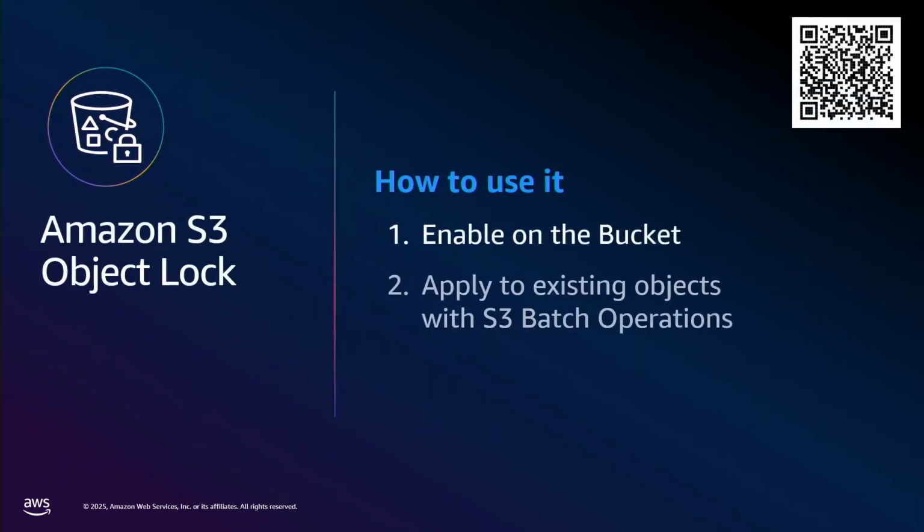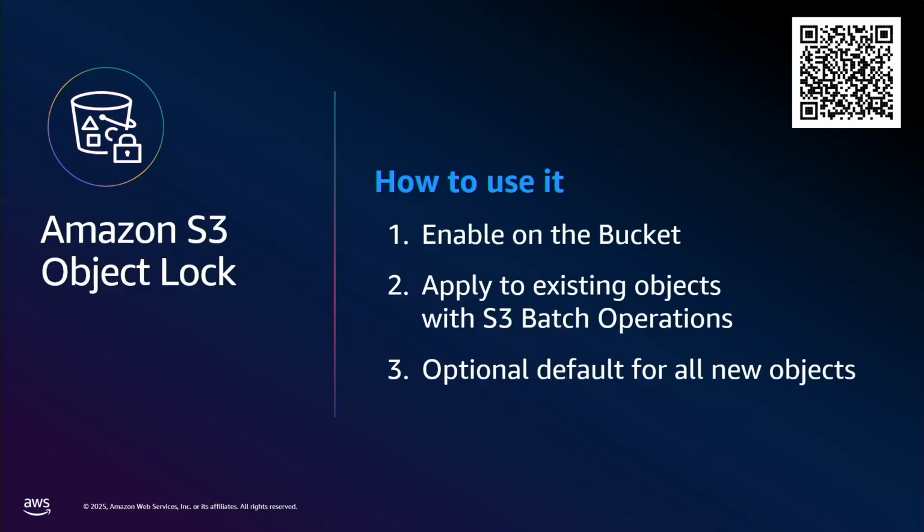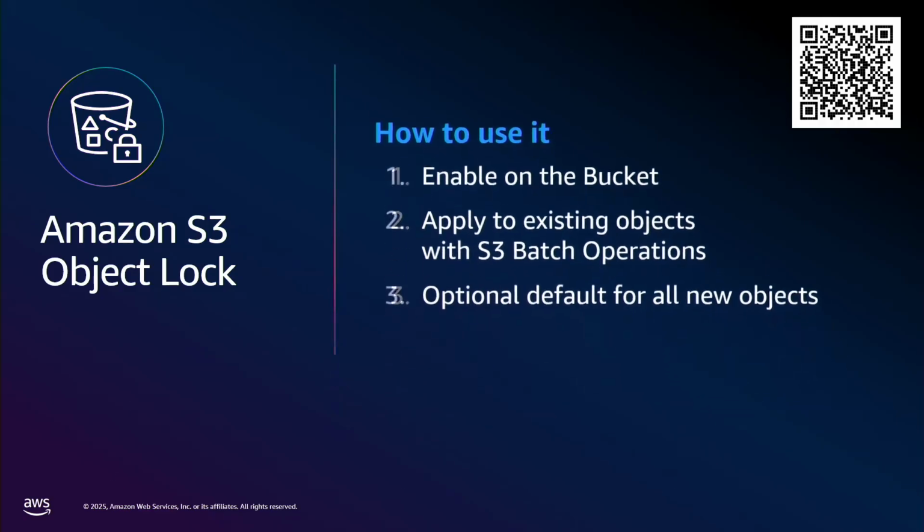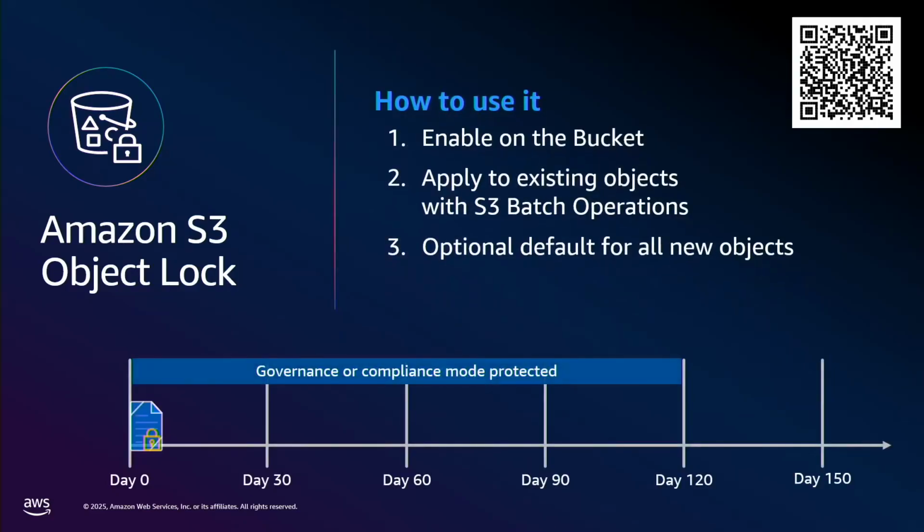So how to think about using this? Well, first of all, we have to go and enable it. If you have existing objects, you can use S3 Batch Operations to apply that object lock to them, and you can make it default for all new objects. If we just play this then through a simple timeline, you can see that our object lands and we apply an object lock of governance or compliance mode. Governance mode means that if I have elevated privileges or I am the root user, I can change the object lock on that object and delete it.